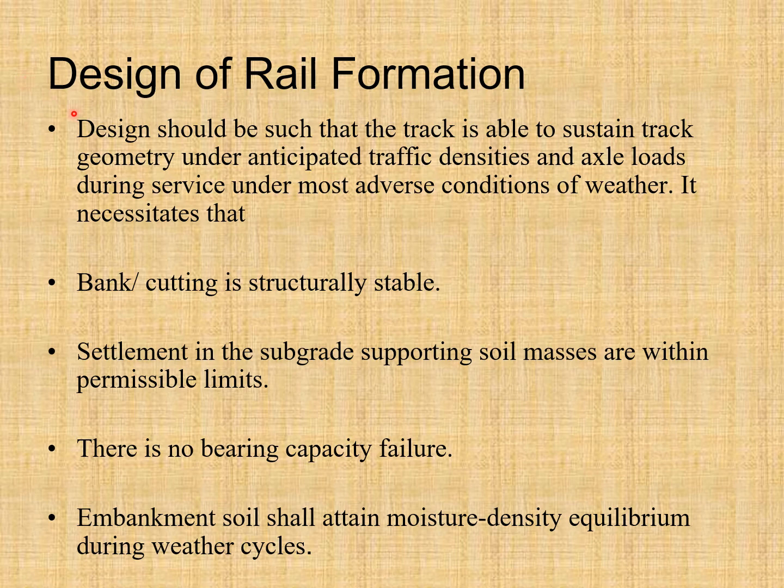Design of rail formation. Design should be such that the track is able to sustain track geometry under anticipated traffic densities and axle loads during service under most adverse conditions of weather. It necessitates that the bank or cutting is structurally stable. Settlement in the subgrade supporting soil masses is within permissible limits. There is no bearing capacity failure. Embankment soil shall attain moisture density equilibrium during weather cycles.